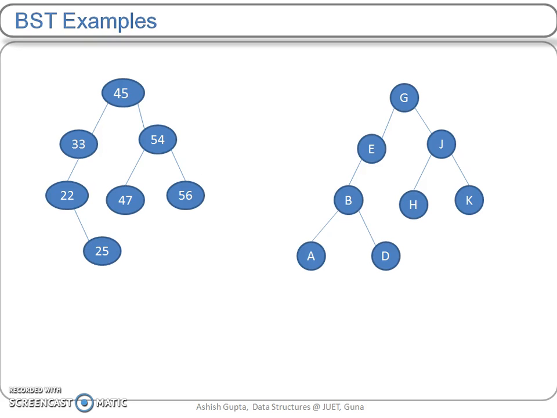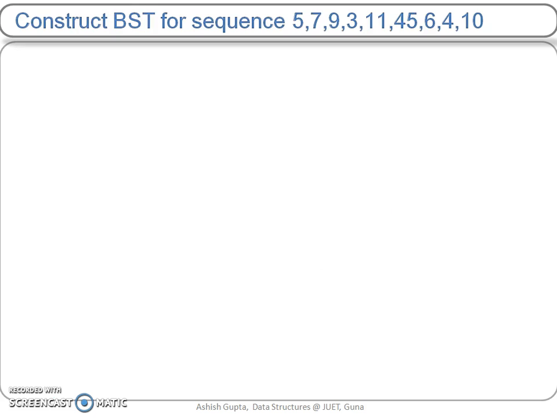Okay, so now let us see how to construct a BST. Let's say the given sequence is 5, 7, 9, 3, 11, 45, 6, 10.